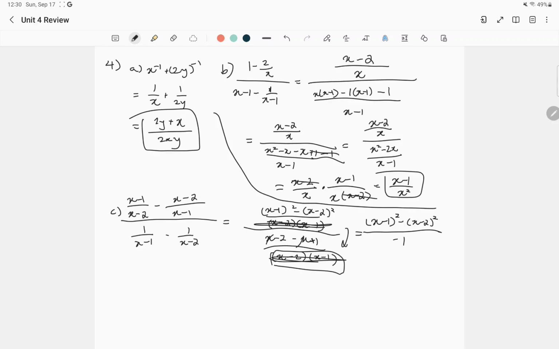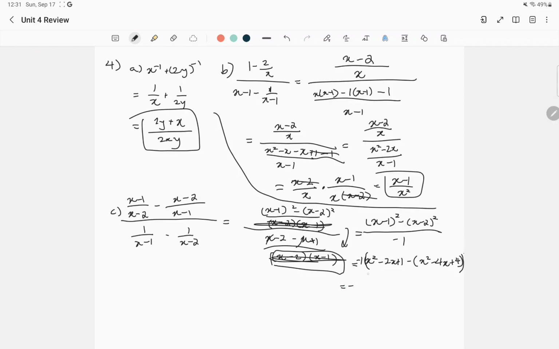So then if we keep going, we're going to find that we get x squared minus 2x plus 1. We're just going to do minus parentheses x squared minus 4x plus 4. If we finally distribute, and this is all times negative 1, like this.